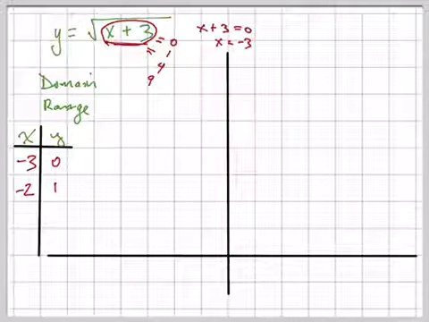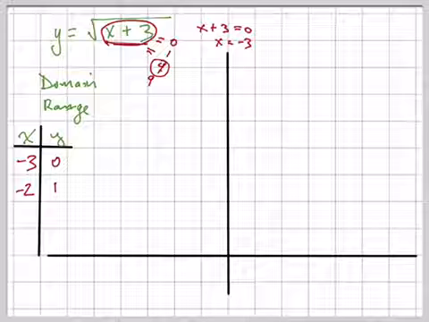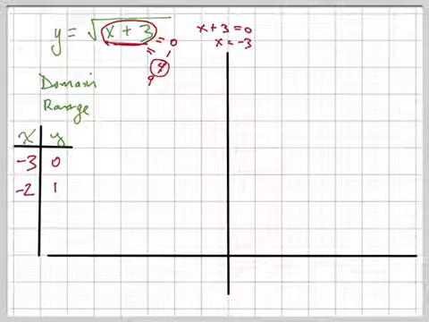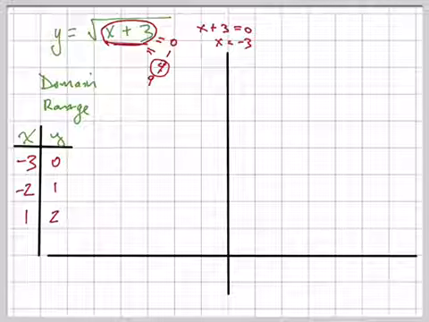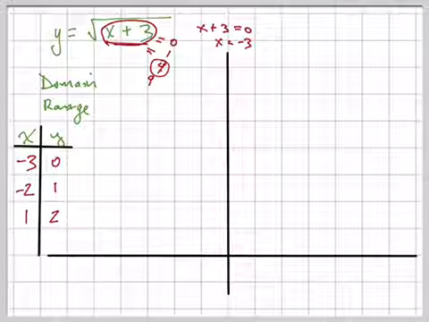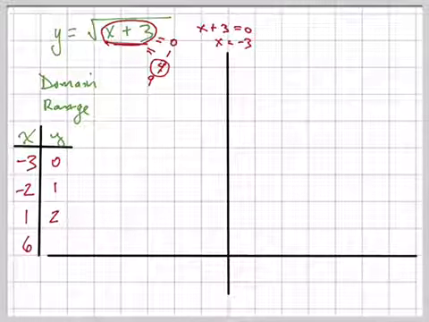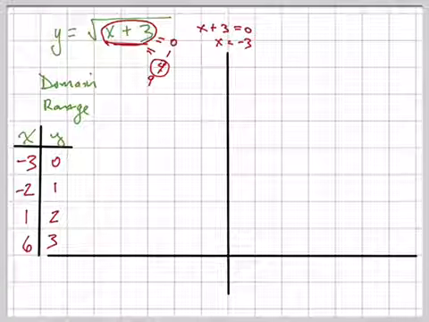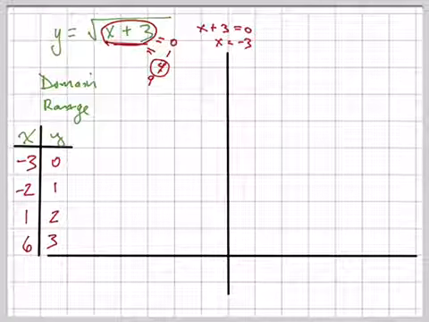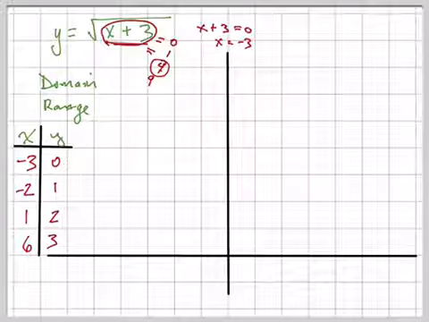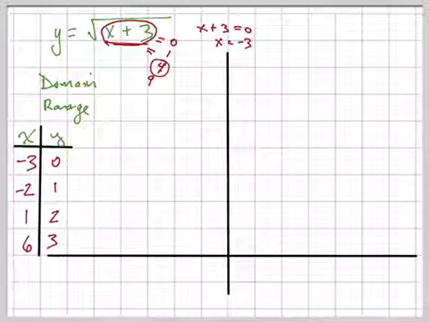And how can I make it 4? What number do I make it to make x plus 3 equal to 4? 1. I make it 1. And what's the square root of 4? 2. And the next one is 6. And then I'll get 3. See how nice it is? You can choose. Remember you talked about independent variable and dependent variable? X is independent, which means you can choose it. So choose it to be a nice number.